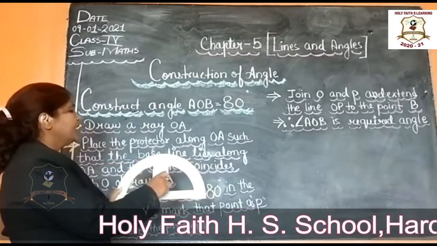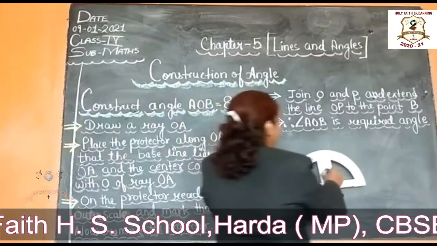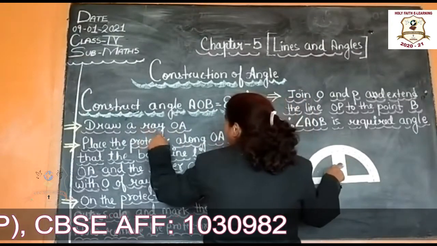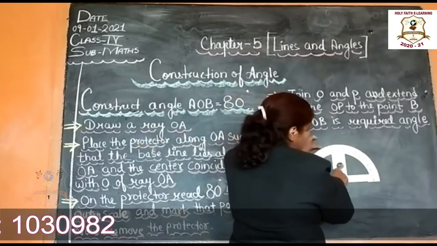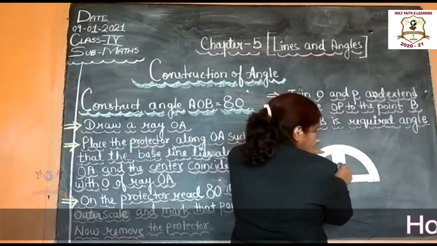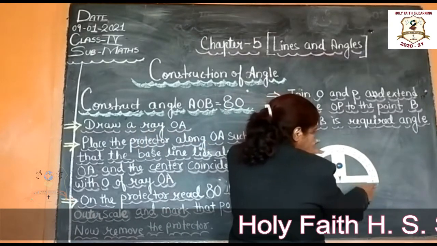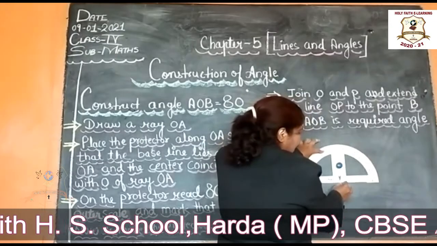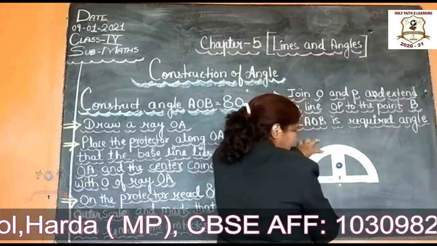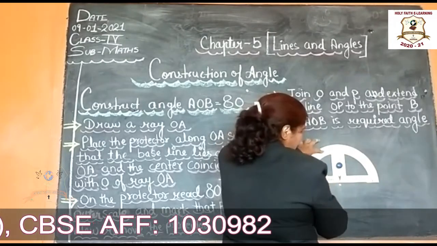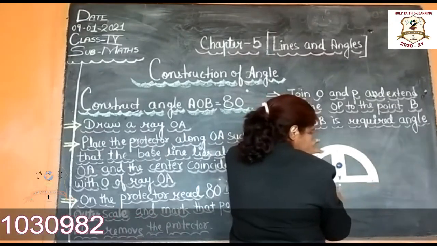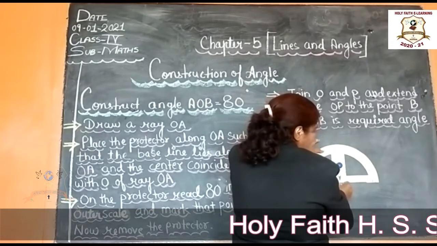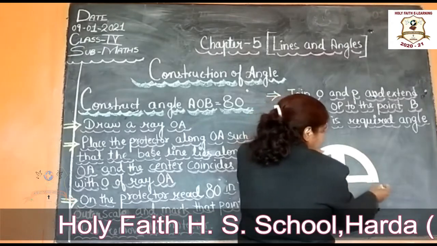Students, what is the first step given? Draw a ray OA. To draw ray OA, on the baseline we will see the middle or center point. We understood this in the previous video. This is the baseline and this is the center. From the center point we will draw one ray OA.